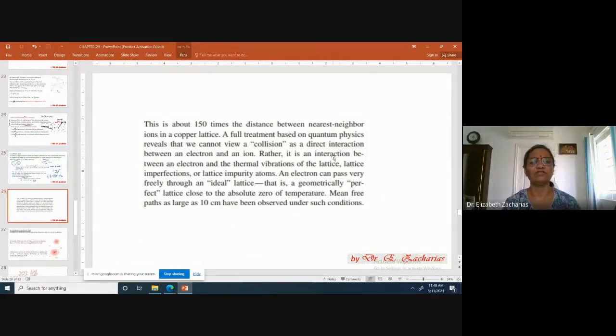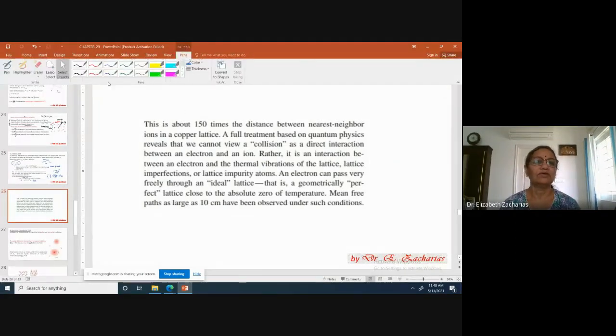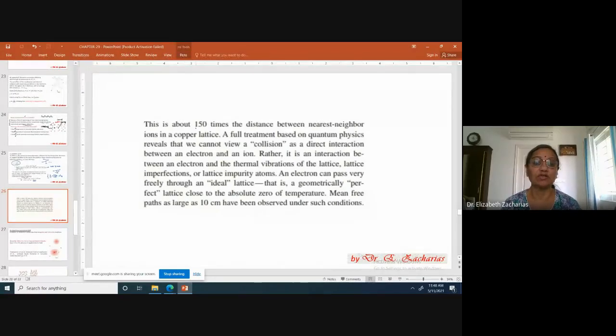Then finally, look at this. Oh, in fact, it is much more than what I thought. I said tens of lattice points it can move. He says it's about 150 times the distance between the nearest neighbors in a copper lattice. So if you have one atom here, the 150th atom is here, it is able to move that kind of distance, but because it is bouncing back every time after a collision, the drift velocity is very, very small.